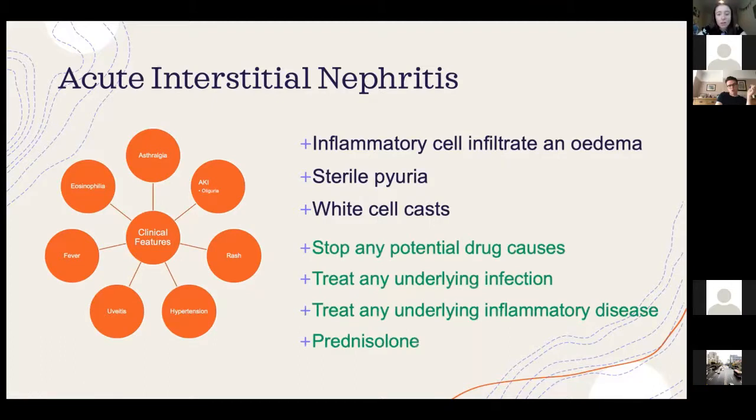As with any kidney disease, you want to stop the cause. So if you think they're on one of their high risk drugs, you want to stop it immediately. If you think it's because they've got an underlying infection, you want to get on top of that, give them antibiotics and get treating that, do your sepsis 6 protocol. And if it's an underlying inflammatory disease, you want to do the direct treatment for that. So if they've got an autoimmune disease like lupus, you want to step up the treatment and management of that. And as with a lot of these nephrotic and nephritic syndromes, you want to give them some prednisolone as well to dampen down their immune response.